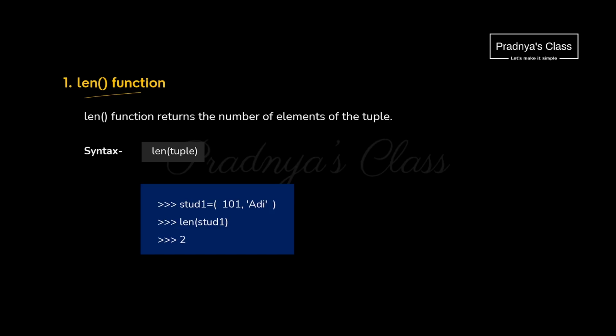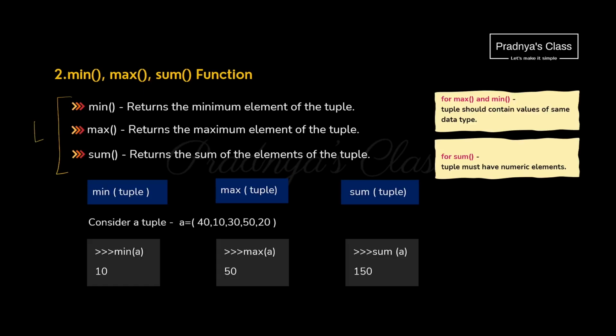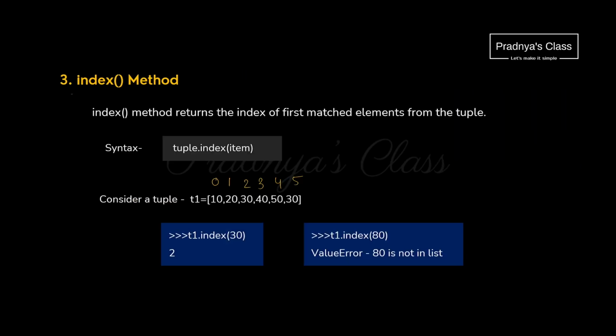We are already familiar. It will give the number of elements. These functions we have already discussed in case of list. Min function will return the minimum element, max will return the maximum element and sum will give the sum of the elements. With this method we are familiar. Index, it will give the index of the first matching element. We need to find out 30 which is at the index 2. If it doesn't exist, we will get the value error.